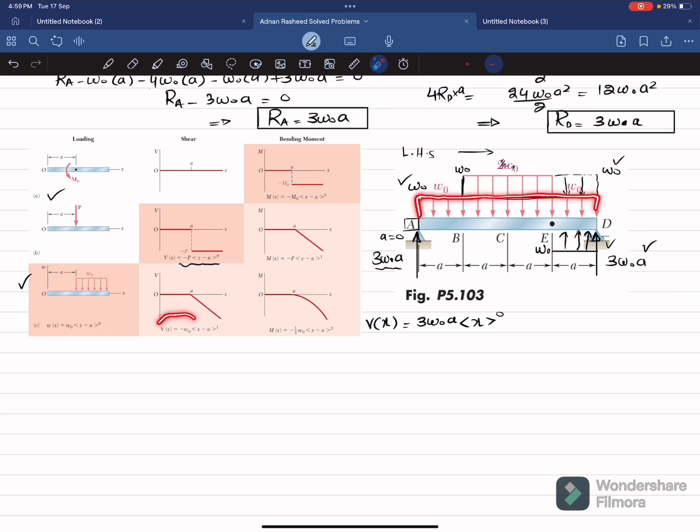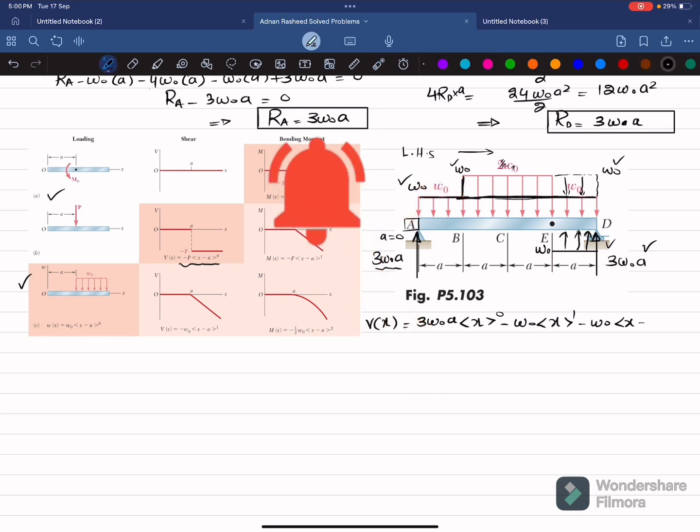Clear? So we will use this equation, W minus W naught into X minus A, where A is equal to 0 for this load. So I will write minus W naught into X power 1. Okay, the another load is this W naught, which is acting. So I will write minus W naught into X minus, now you can see this load is acting at a distance of A from this point A. So W naught into X minus A power 1. And the last load is this one, which is upward. So you can see this is negative for the downward, and this load is upward. So W naught will be positive.